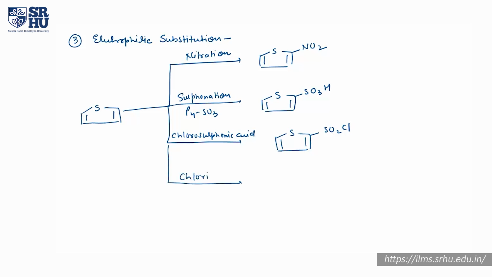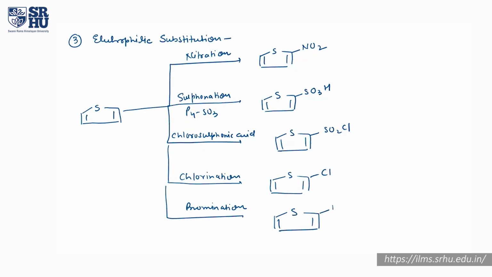Now chlorination of this molecule also happens at second position, same as that happens with bromination. So this bromination also happens at second position. Same happens with iodination. So if you perform iodination, react with iodine, then the iodine is attached to the second position.